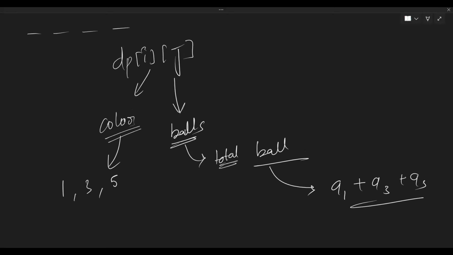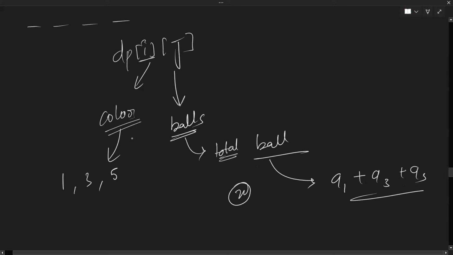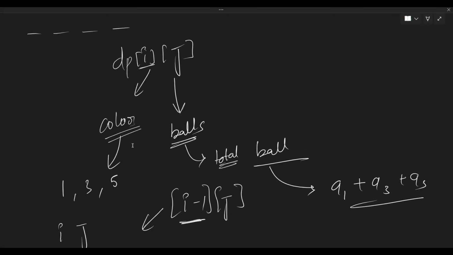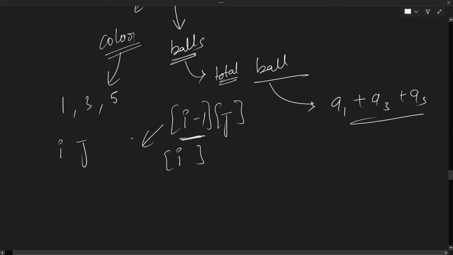Okay. So now, in order to calculate dp of ij, what do you need? When you had j number of balls and the previous color was not included, so this will be included in i and j. You're just not including the previous color. And let's say you are including the previous color. Then how would you write this? The i minus one color is included.